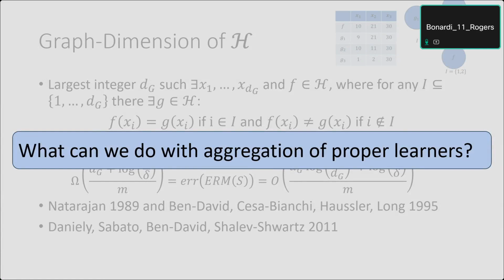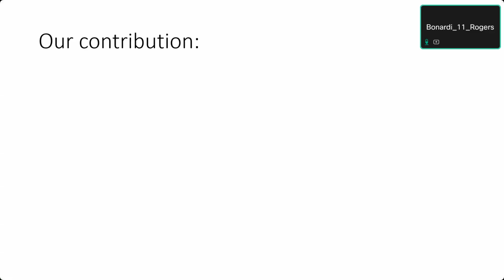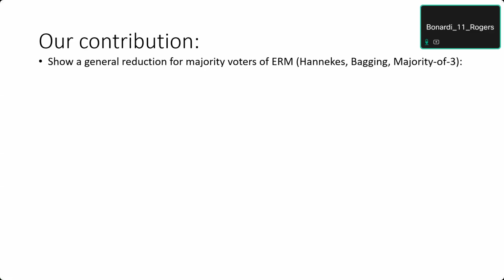Good. So there are 3 bullet points. The first one is that we show a general reduction for majority votes of ERM, and this reduction is general enough to capture the result by Hanneke, backing a majority of 3. So we get, with high probability, in the case of Hanneke, this error bound. And if we consider majority of 3, we would get an error bound of d over m in expectation instead.